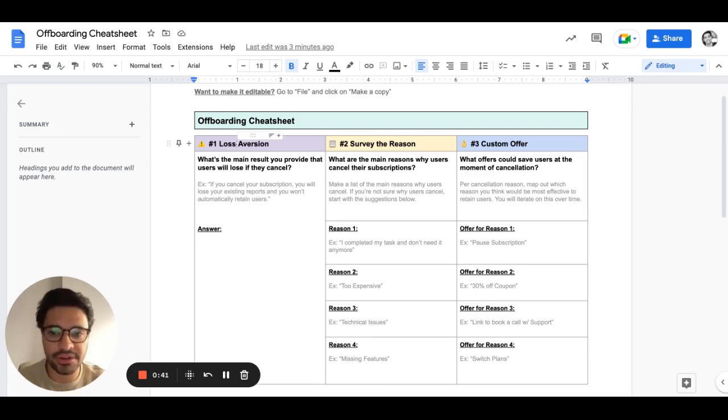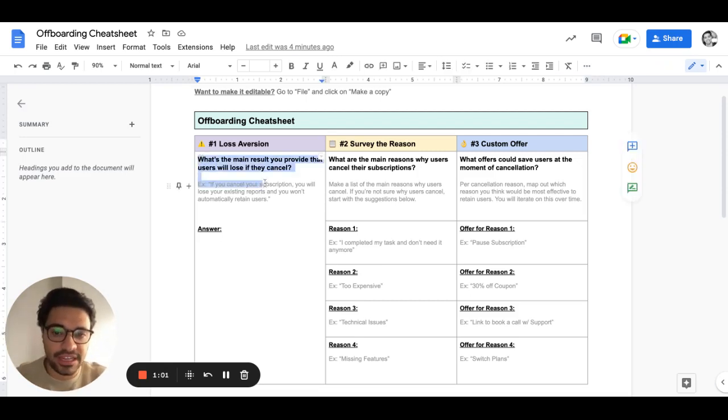This is pretty straightforward. This is the psychological principle, which is if you highlight what users tend to lose at the moment of cancellation, they're more likely to stay or at least to delay the cancellation. And at the same time, you can start to identify which users are more likely to cancel in the future because if they've canceled after they enter this cancellation flow, you can get informed of that. So here, the main goal is what is the main result that you provide and that they would really lose if they cancel. This is usually relatively straightforward.